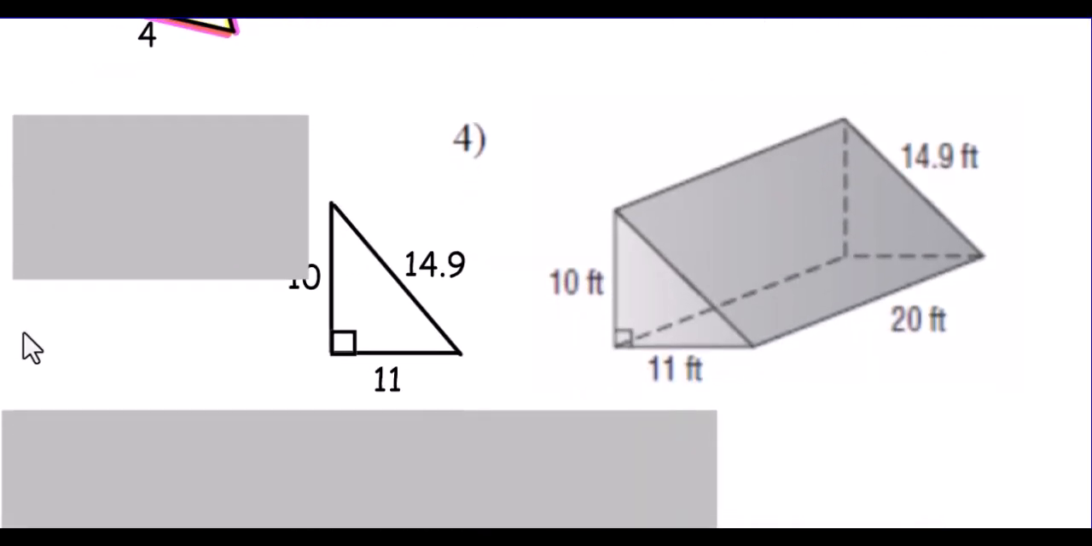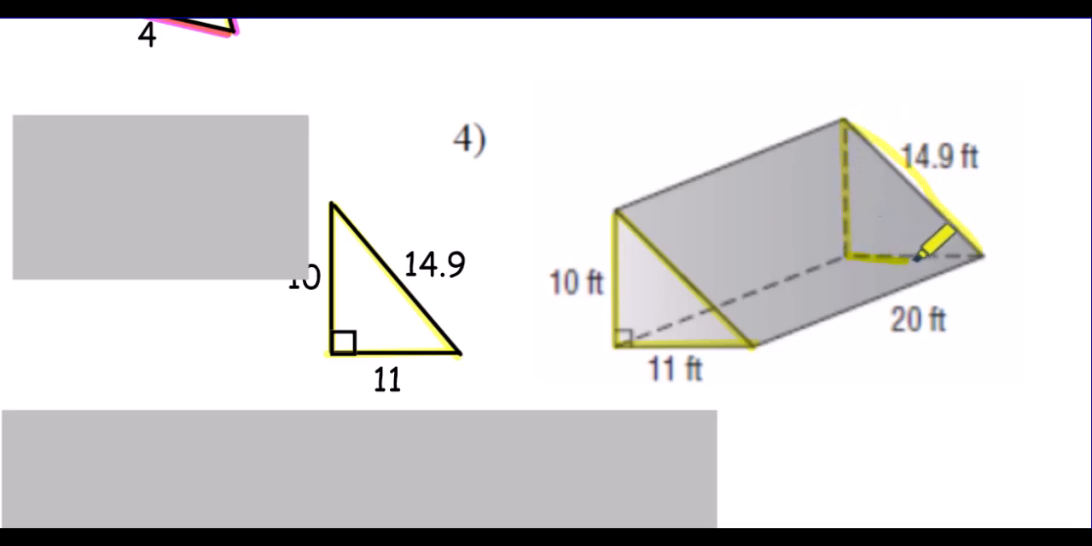All right, so number 4, I'm going to go ahead and highlight my two triangular bases in yellow again. So we have another triangular prism. You're going to notice that I redrew it over here, which my 10 is kind of hidden. We'll reveal that here in a moment. But the three side lengths of my triangular base are 10, 11, and 14.9. The 14.9 comes from this triangle back in the back.